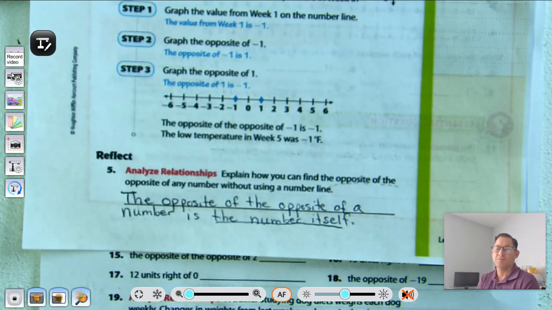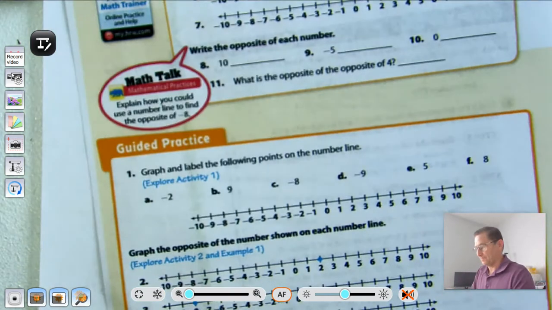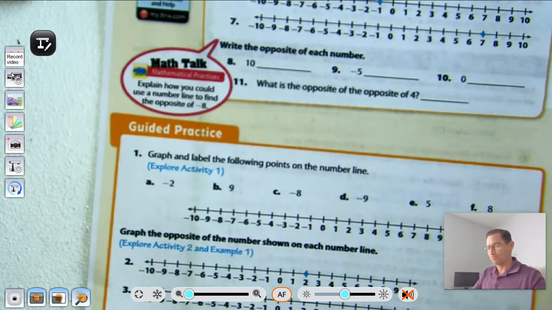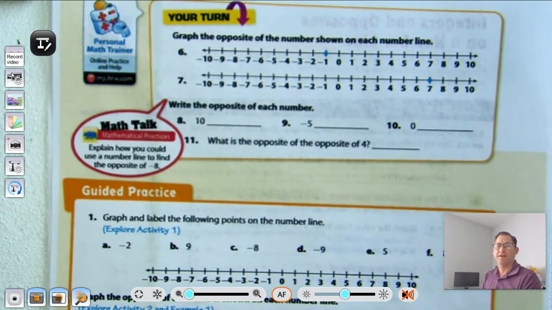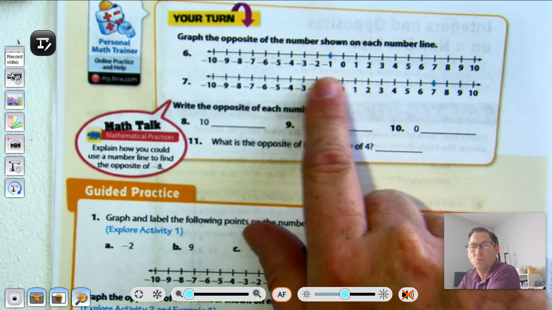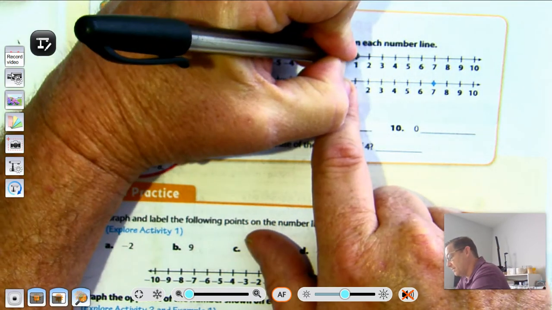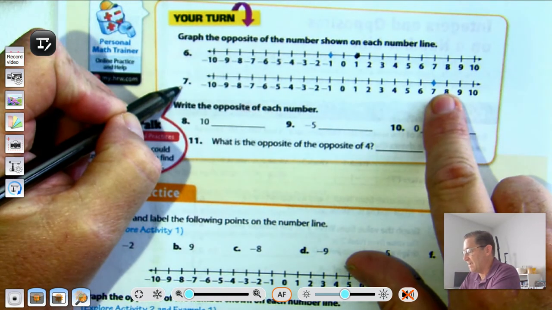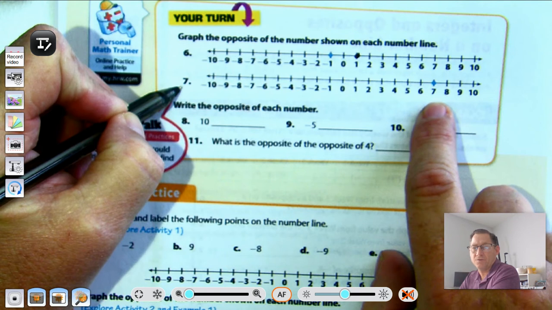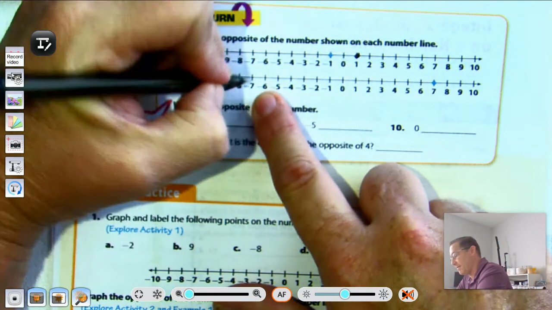Okay, so to find the opposite of a number, it's just that number. So the opposite of 5 is 5. All right, page 10. Number 6, graph the opposite of the number shown on each number line. All right, so we have negative 1. That's 1 unit from 0, so its opposite is 1. Number 7. 7 is 7 units to the right of 0, so its opposite would be 7 units to the left of 0.